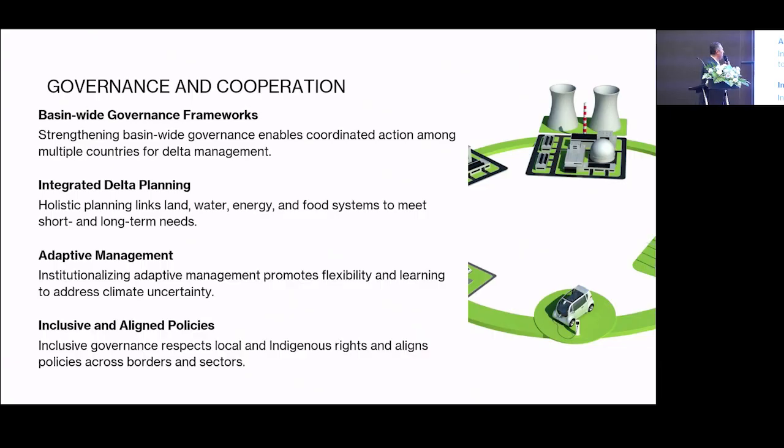So we need to link land, water, energy, and food systems to meet the short and long-term needs of the people in the delta. Adaptive management: we need to institutionalize adaptive management to promote flexibility and learning to address climate uncertainty and other challenges facing deltas. Inclusive and aligned policies is another important topic that came up in the presentations: we need to make sure that inclusive governance respects local and indigenous rights and aligns policies across borders and sectors, so that it is all aligned together.